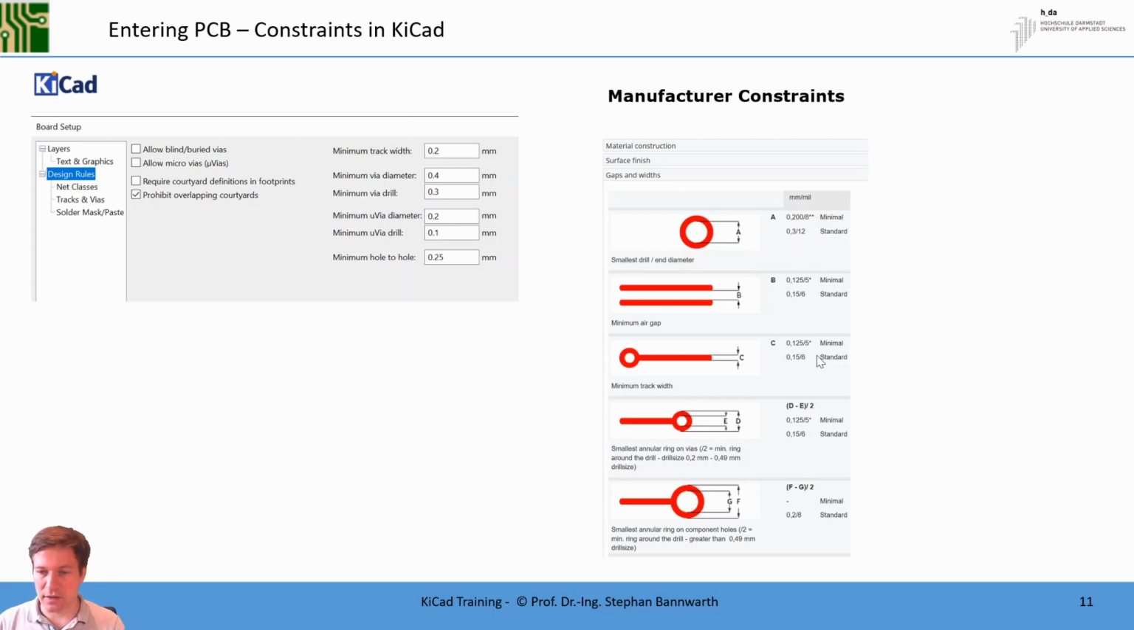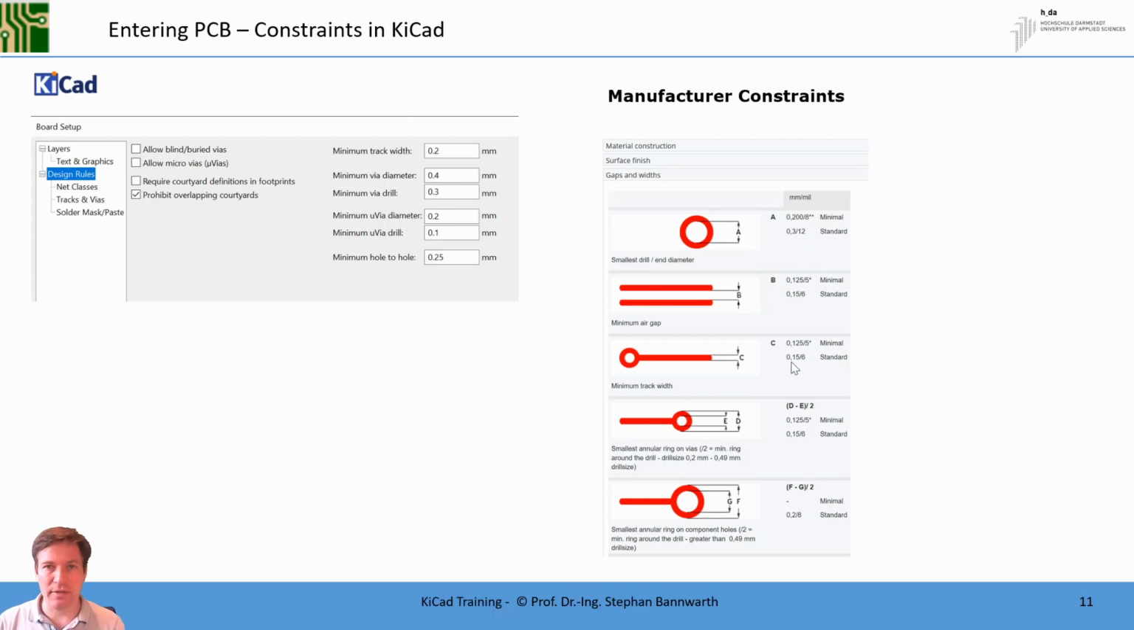Standard is for production with the standard process. Minimal means you can go smaller, but of course it's getting more expensive. So we decided to keep the standard process, and we entered 0.2 millimeters. We see here the minimum allowed is 0.15, so we have already some headroom for our design to ensure that we get back nicely and good PCBs.